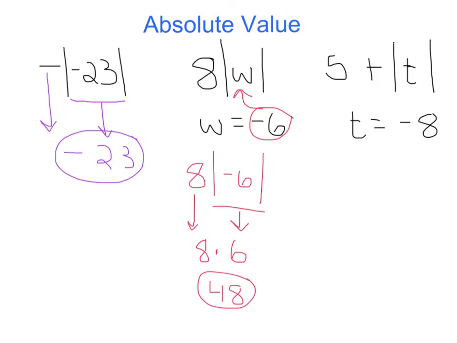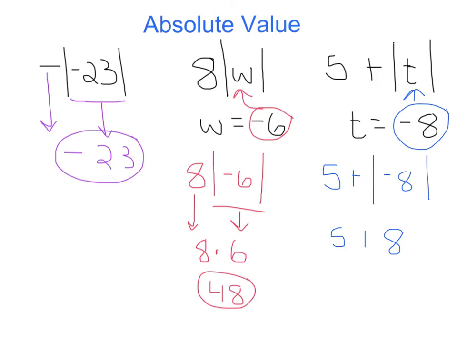All right, last example. 5 plus the absolute value of t, where t equals -8. So we're going to insert -8 in for t. Let's rewrite it: 5 plus the absolute value of -8. Now let's do the absolute value first. The absolute value of -8 is +8, and then bring down everything else. So 5 plus 8 is 13, and that is our answer.